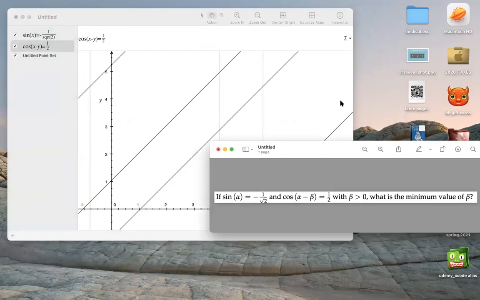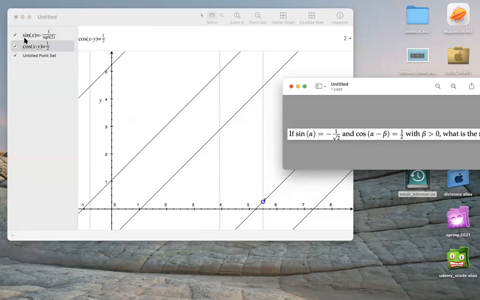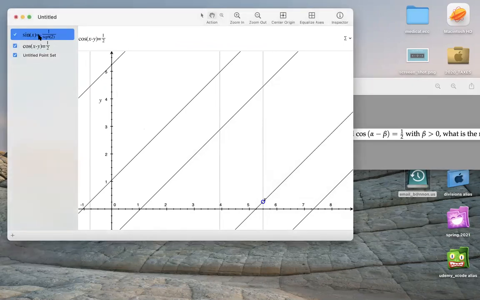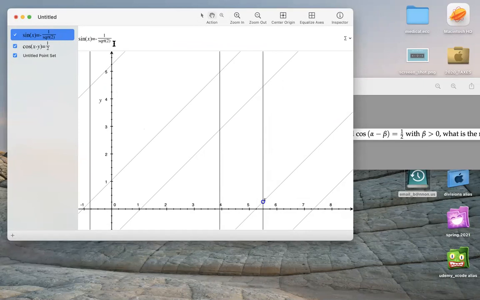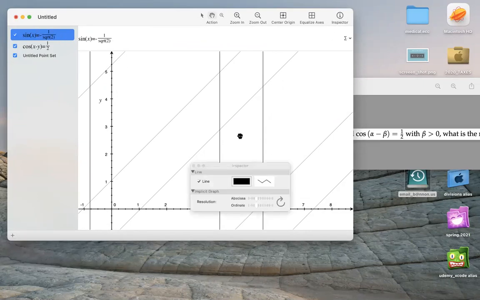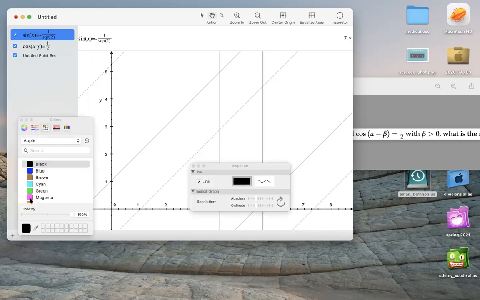I'm going to graph this out. And someone says, what are you graphing out? I want to make sure I'm sharing the screen with you first of all. Yeah. So I graphed out sine of x equals minus 1 over the square root of 2. I graphed that out. Now someone says, what is that? Let me color that for you. I'm going to make that magenta.